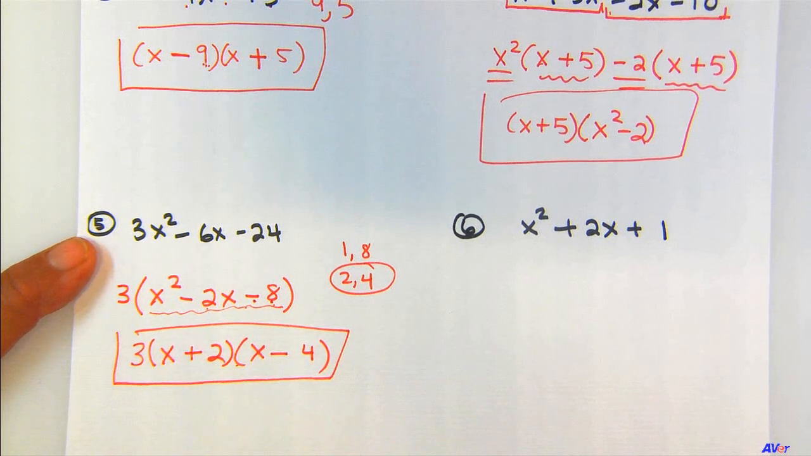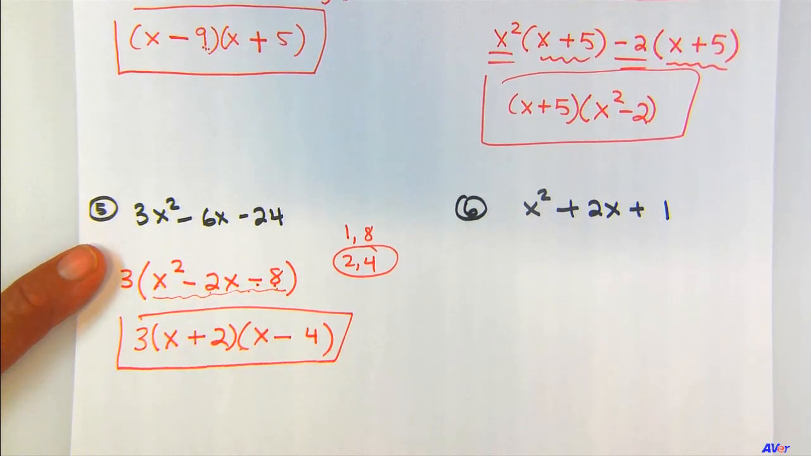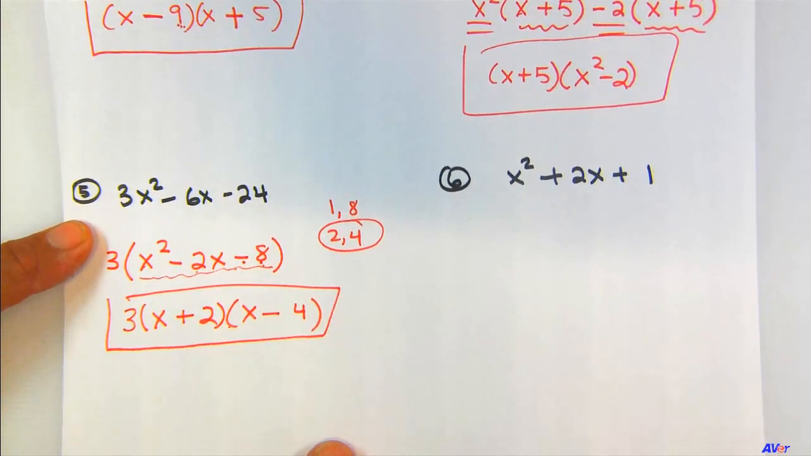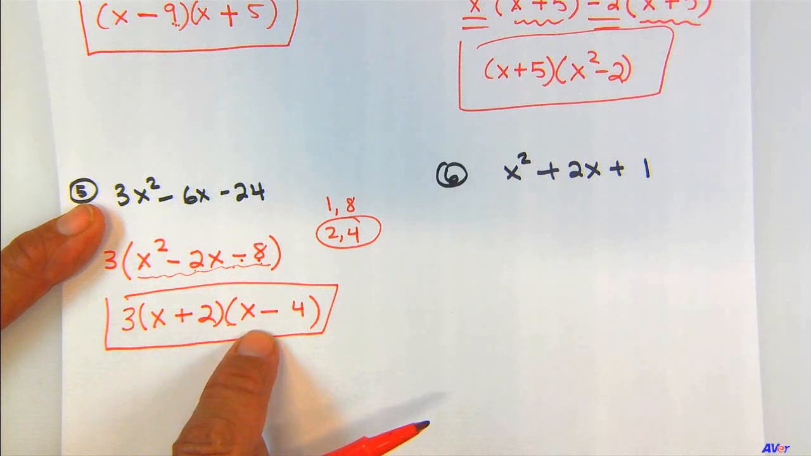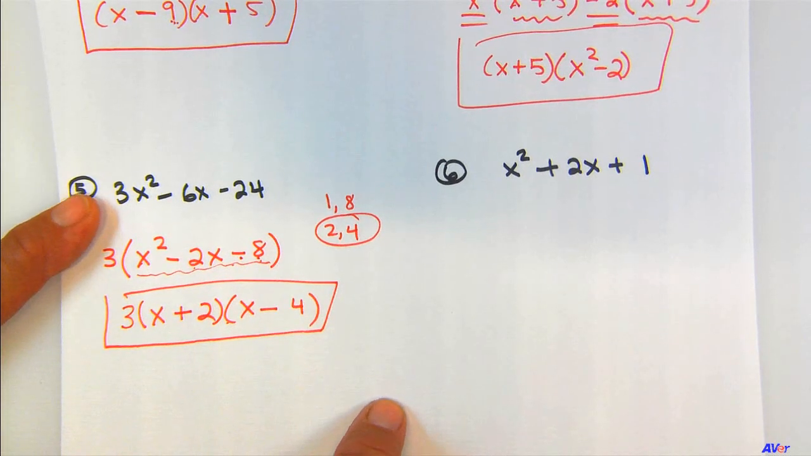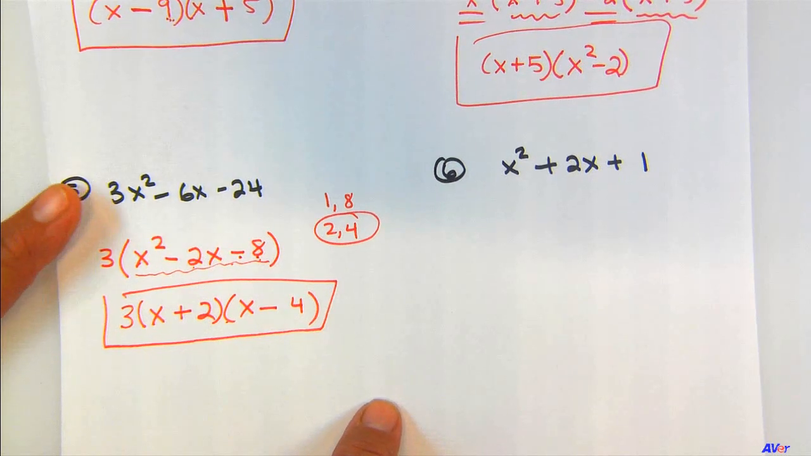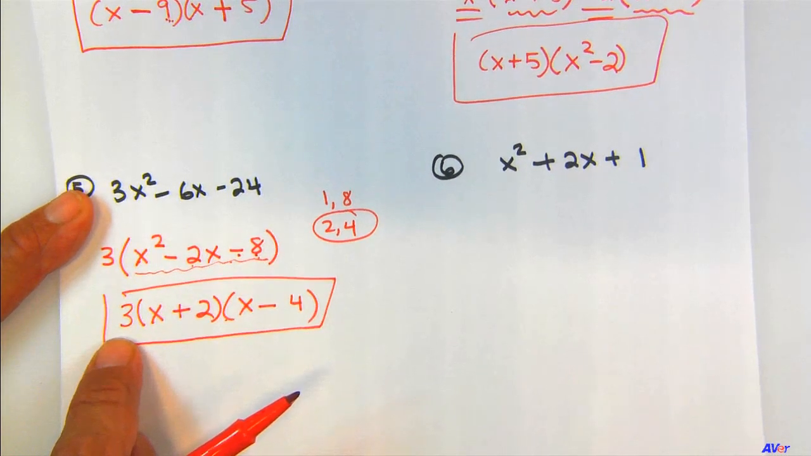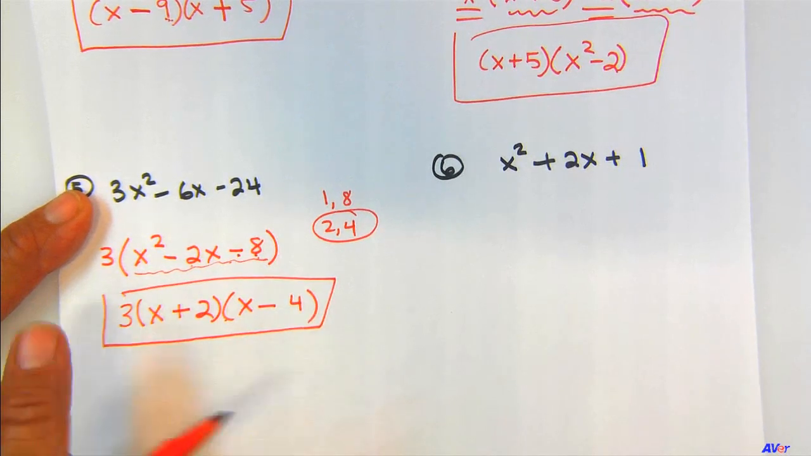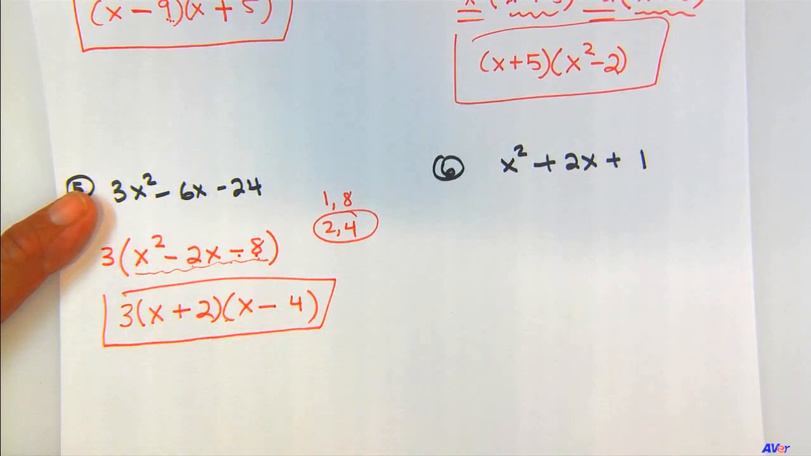stays out in front. Okay, I haven't said this before. I've had students in the past ask if the order matters. And it really doesn't. You could have 3 times x minus 4 times x plus 2. It's perfectly fine. It doesn't matter at all. Conventionally, we always put a monomial in front if there is one, right? The 3 is a monomial. But after that, it doesn't really matter.